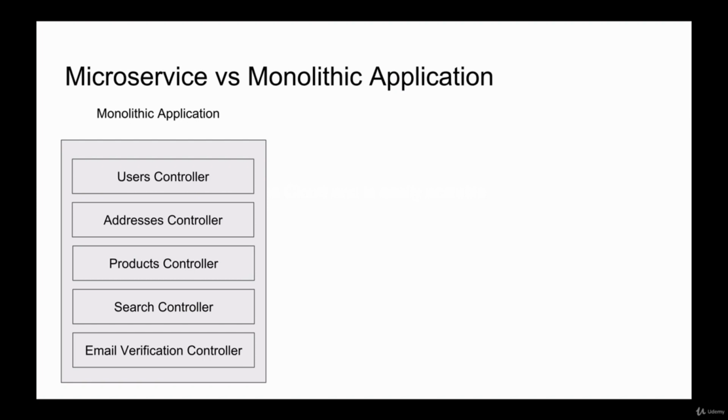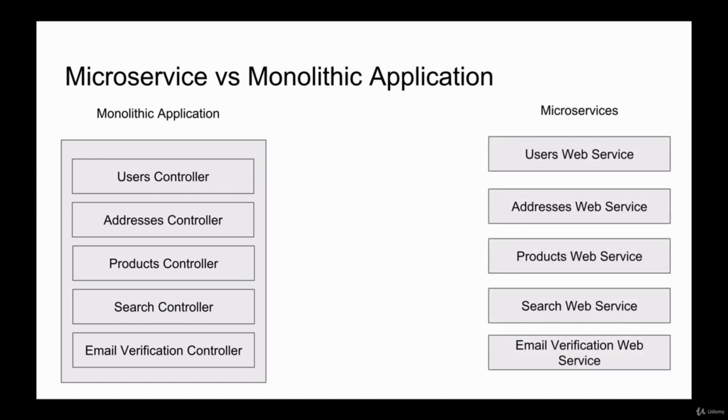So if we compare microservice architecture to a monolithic application, it looks something like this. On the left side, we have a monolithic application, which can be a single Spring Boot application with multiple controller classes. Each controller class is responsible for one particular domain or a business capability, like, for example, working with users, or working with a product, or a search functionality. But all of these controllers are in one single Spring Boot application, and if you make a change to any of these controllers, then you have to rebuild and redeploy the entire application.